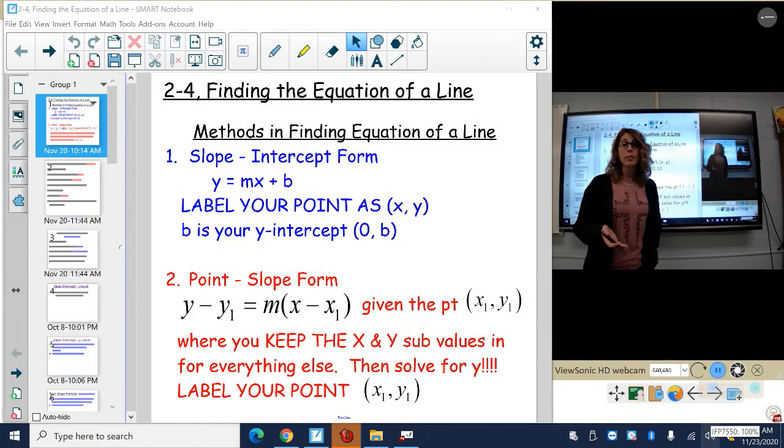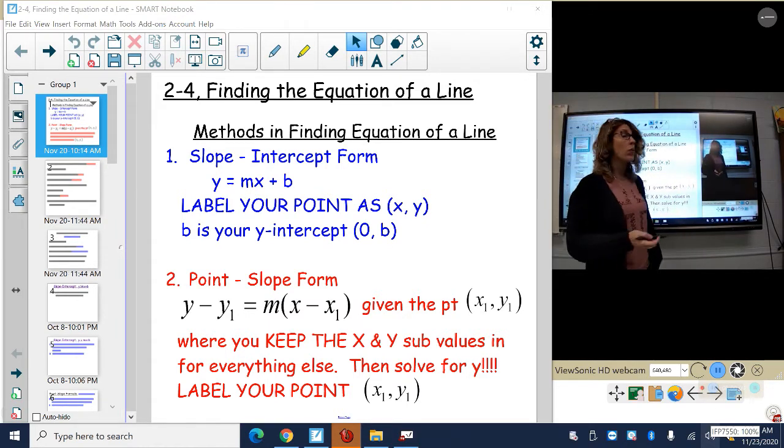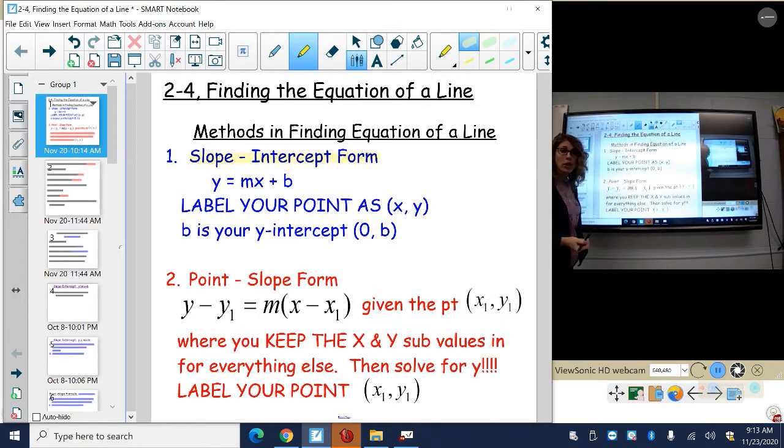Okay guys, today we're going to be talking about finding the equation of the line. And how do we find the equation of the line? We do this by the slope-intercept form, which is y equals mx plus b. So y equals mx plus b is what we call slope-intercept form.